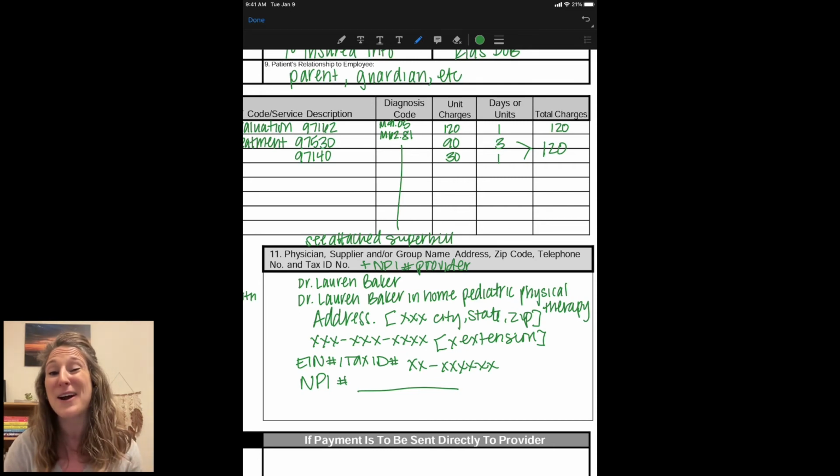If you don't ever have an NPI number, you can literally just Google NPI lookup, and then you can type in the provider's name and then location. And a lot of times that will come up. It's public knowledge. You can search me if you want. Everything will pop up right there.